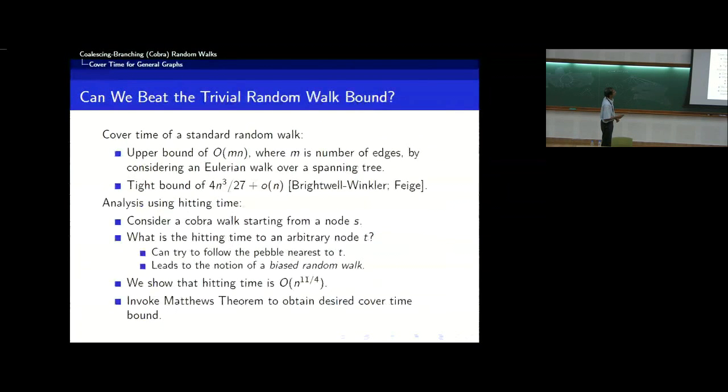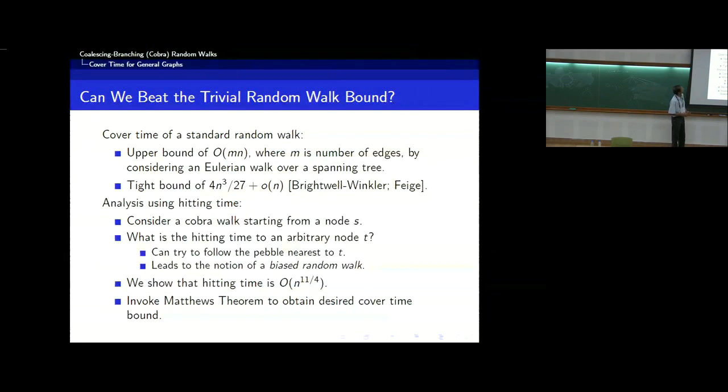Okay, so in the final 3 minutes, I will try to convince, maybe not convince you, but at least show you a very small glimpse of how we were able to beat the n-cube bound. Can we beat the trivial n-cube bound? We tried various ideas. There's a beautiful paper by Brightwell and Winkler which shows the 4n-cube over 27 result for the standard random walks.